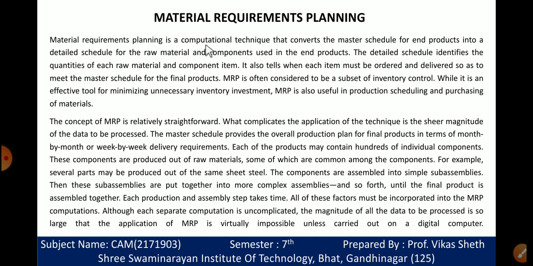Material requirement planning is a computational technique that converts the master schedule for end products into a detailed schedule for the raw material and components used in the end products. The detailed schedule identifies the quantities of each raw material and component item. It also tells when each item must be ordered and delivered so as to meet the master schedule for the final product. MRP is often considered to be a subset of inventory control.